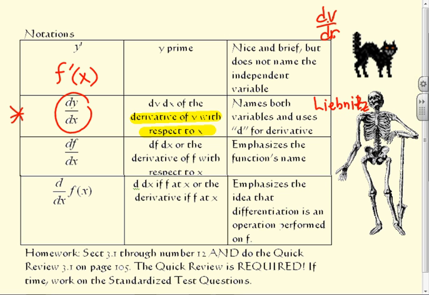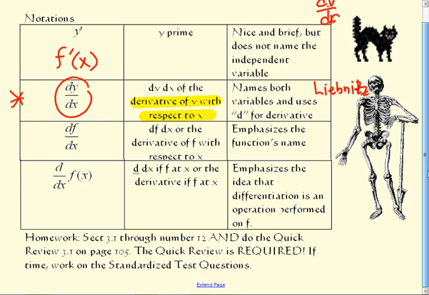And here, in the last one, this is looking at a d dx as an operator. This says, find the derivative of my function with respect to x. It's an operation, like adding. Okay? But this is the one you're going to use the most, dy dx. And you use y prime also, because it's easy. Okay, that's the end of 3.1.